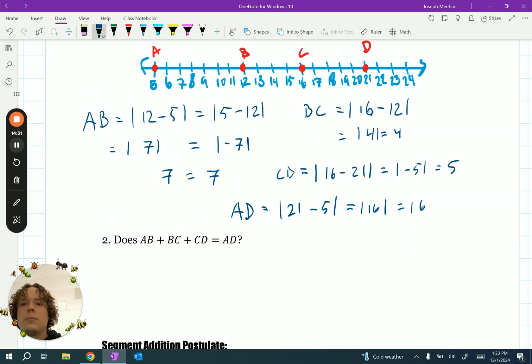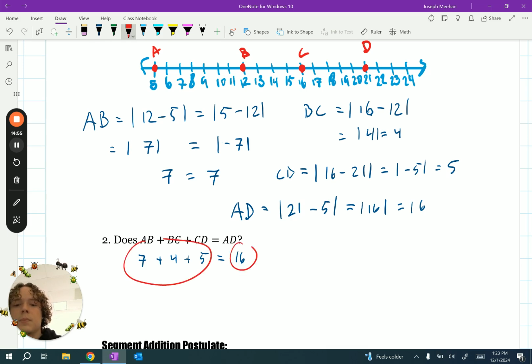What's the length of AB? Well, that's 7, I think. What's the length of BC? 4. What's the length of CD? I think it's 5. And then supposedly, or it really is, AD is 16. So supposedly if this works, if AB plus BC plus CD equals AD, then this left side should be 16, since the right side is 16, right? So let's add up the left side and see if we get 16 on both sides.